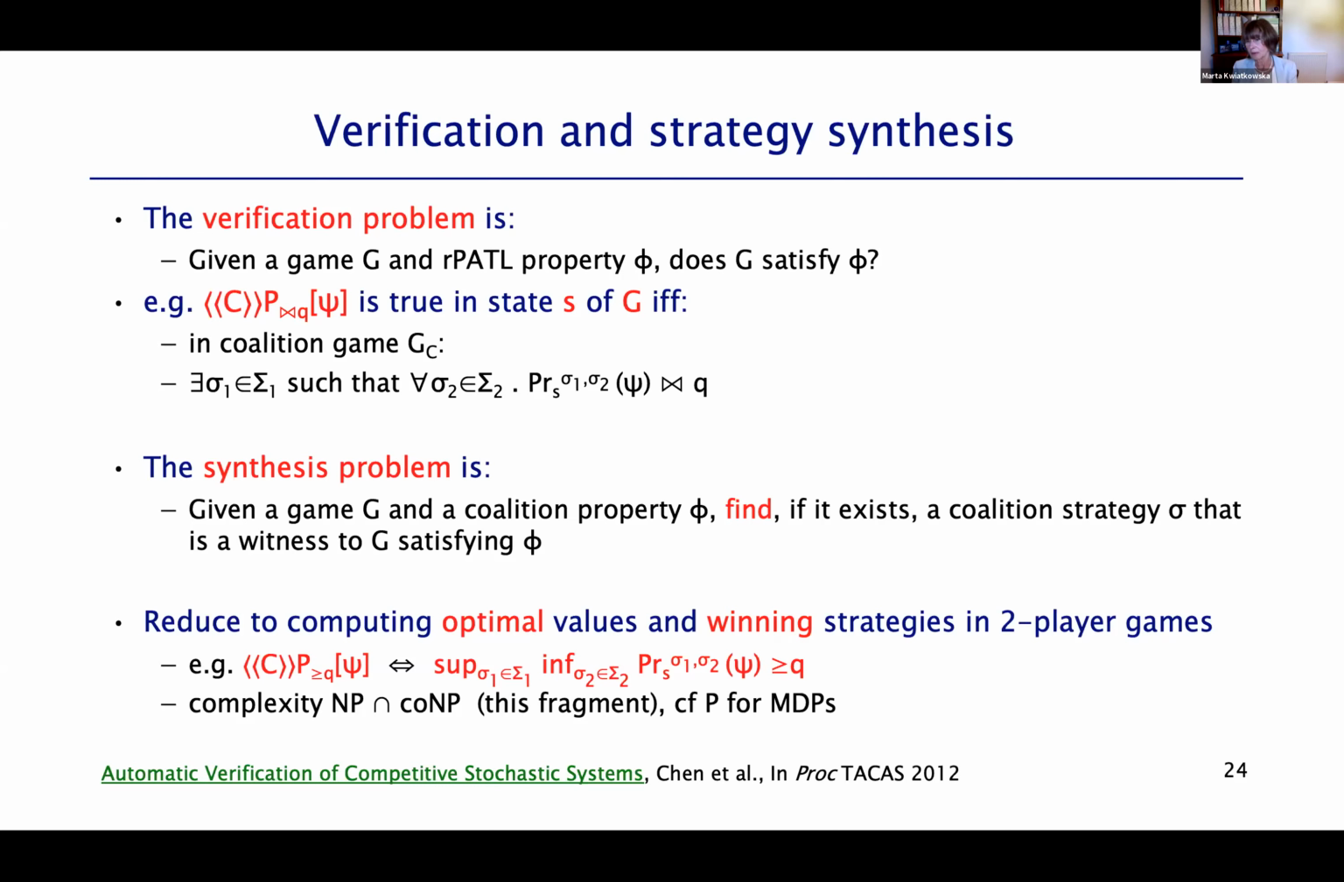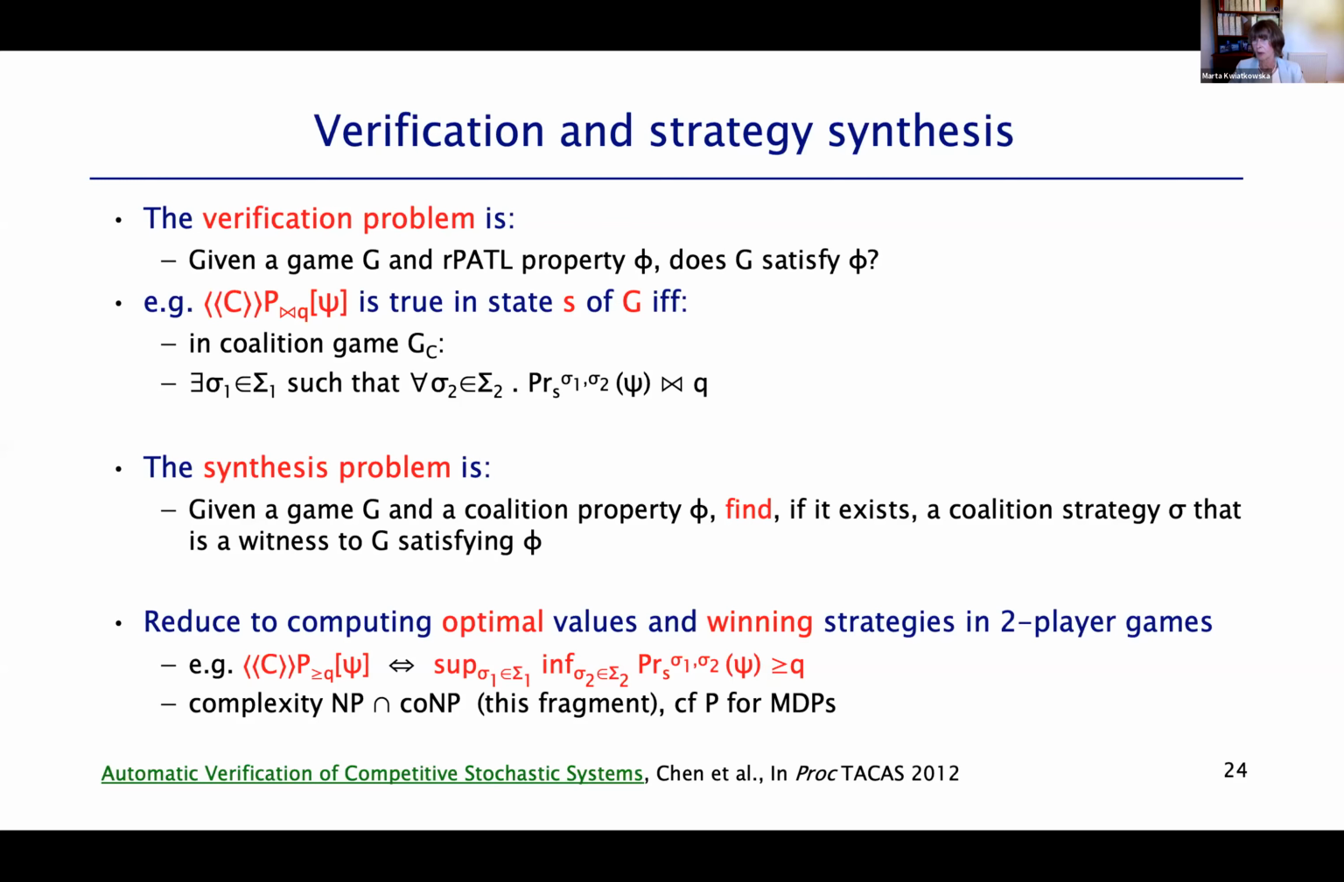And what we do in this case is, because we only have coalition properties, we reduce the game, which is an n-player game in general, to a two-player game where player 1 is the coalition, player 2 are the remaining players, and we answer the question, does there exist a strategy for player 1, which is the coalition, such that for all strategies of the other coalition, the probability value meets the probability band. And the synthesis problem is dual.